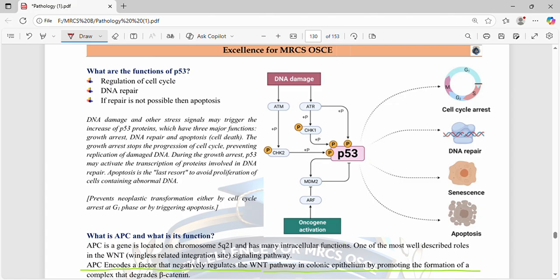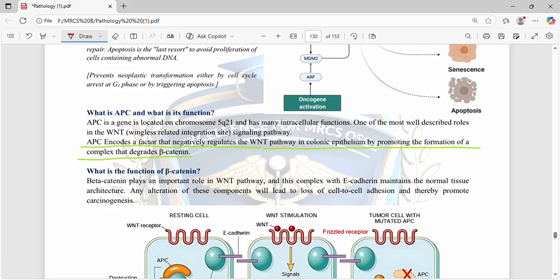First it tries to repair the DNA, but if there are no results, if it is not able to repair the DNA, then apoptosis is the last resort to avoid proliferation of cells containing abnormal DNA. So it prevents neoplastic transformation either by cell cycle arrest at the G1 phase or by triggering apoptosis.